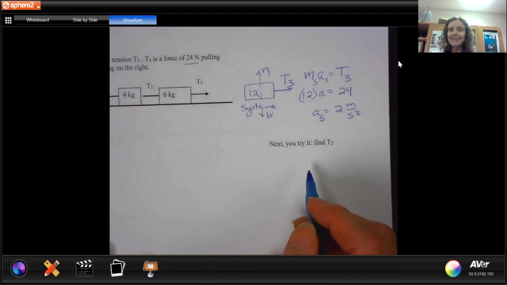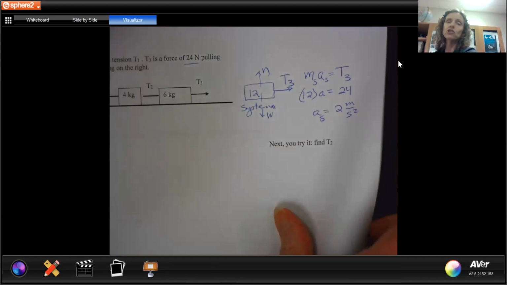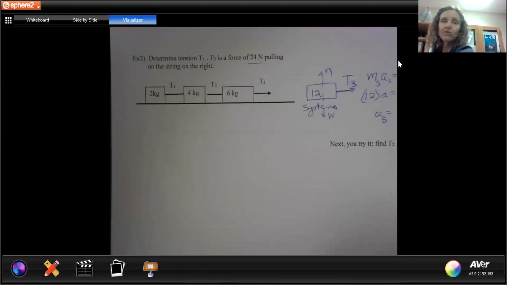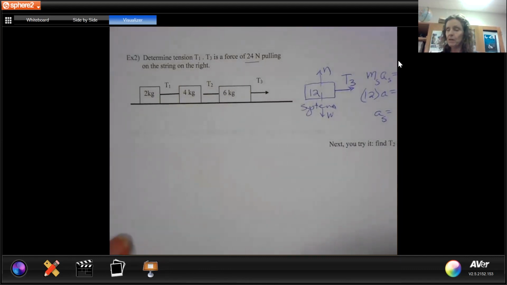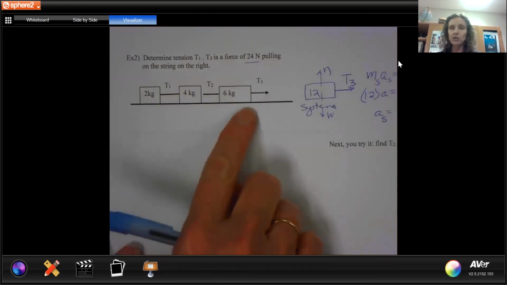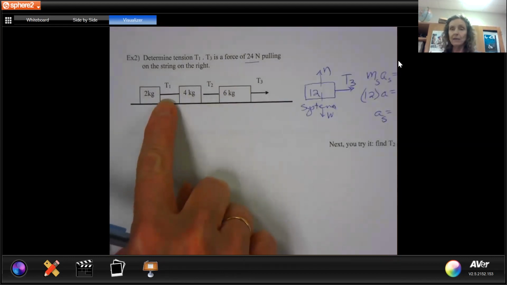That's the acceleration of the system, but that also means it has to be the acceleration of every part because they're tied together. They can't just take off by themselves. So now I'm going to start working to find these other tensions. So let's start off and see if we can find T1.